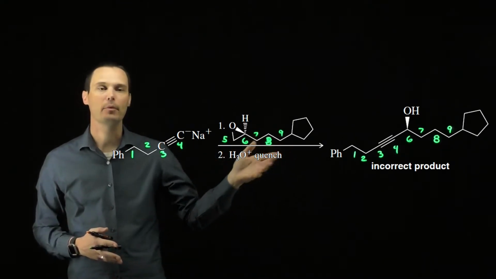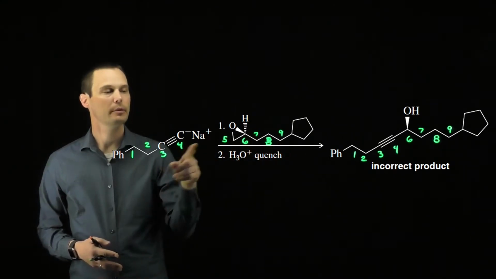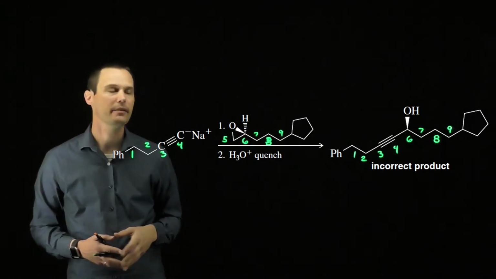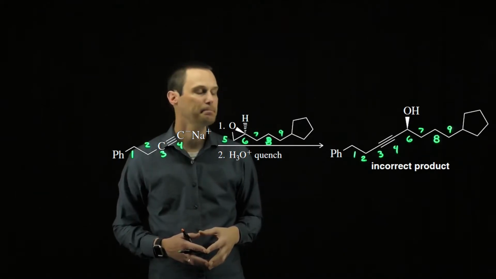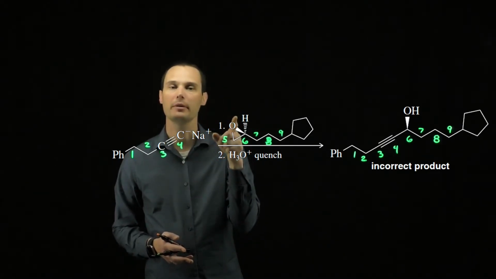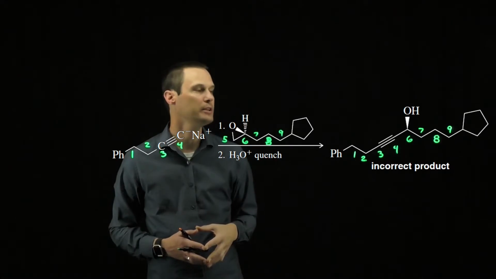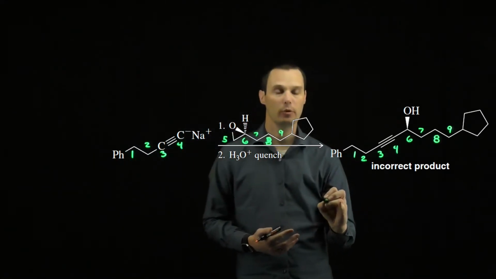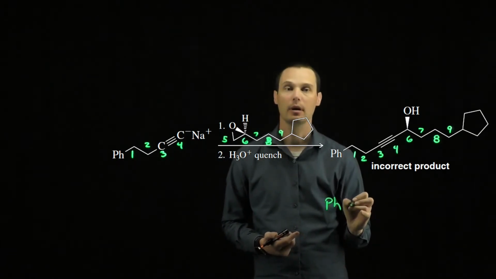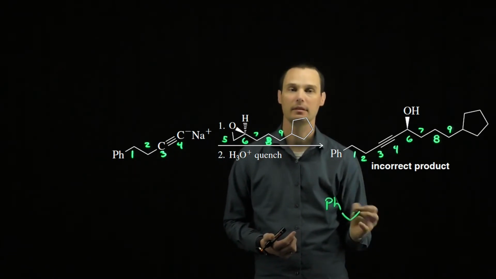And when I look at my product, carbon 5 is missing. I should be forming a new bond between carbon 4 and carbon 5. However, when I look at the product, there's only a bond between carbon 4 and carbon 6. Carbon 4 should attack carbon 5, opening up the epoxide, leaving the alcohol on carbon number 6, but carbon number 5 is missing from our product. The correct product then would be this same molecule, but with that carbon in place.